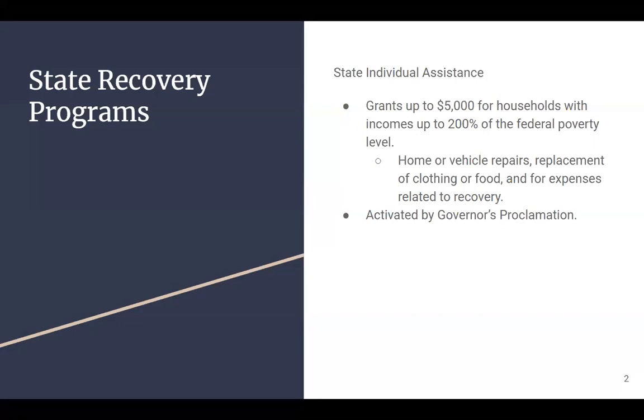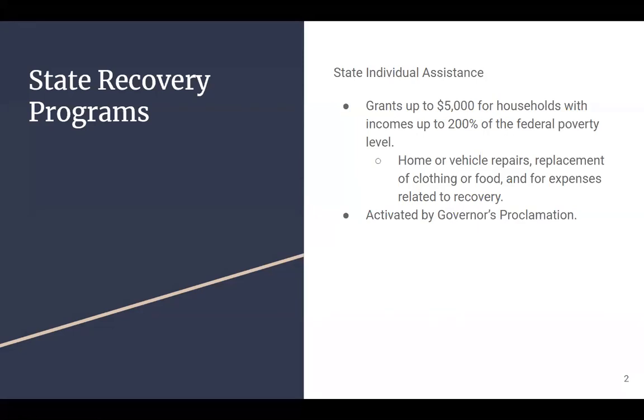It is a grant that is run and administered by the Iowa Department of Human Services, and it provides up to $5,000 for households with incomes up to 200% of the federal poverty level. The federal poverty level is adjusted annually, and households can apply to DHS for grants related to home or vehicle repairs, replacement of clothing or food, and for expenses related to various recovery that they may need after a disaster event.